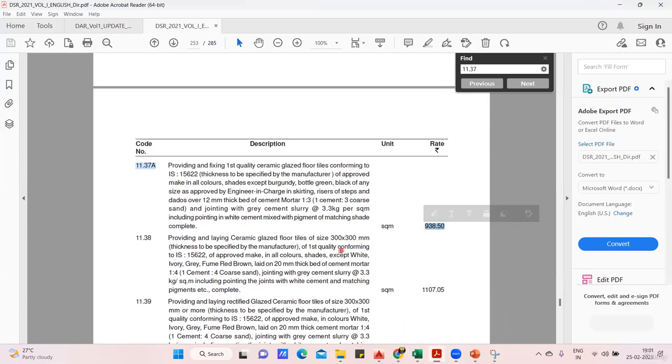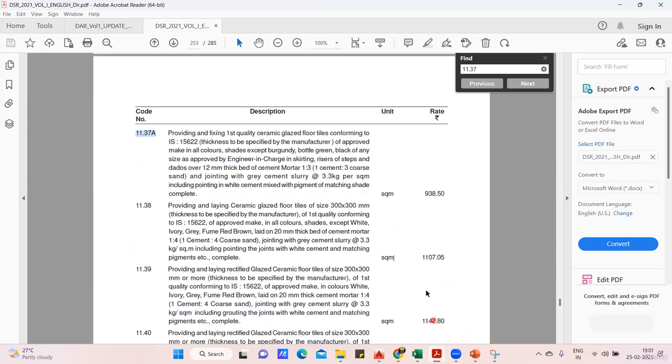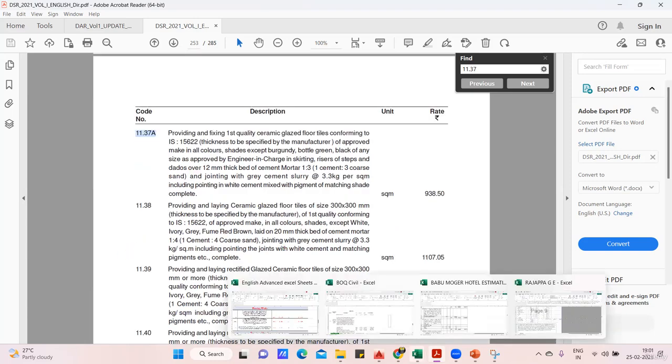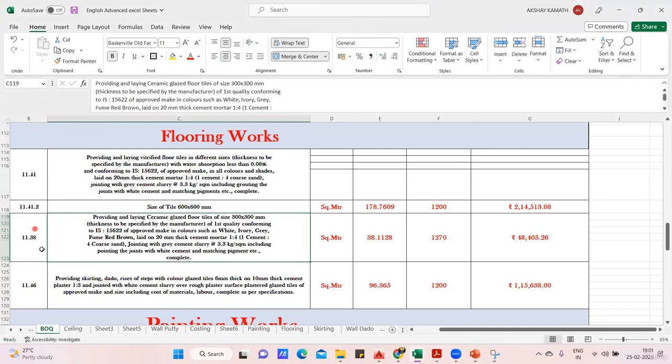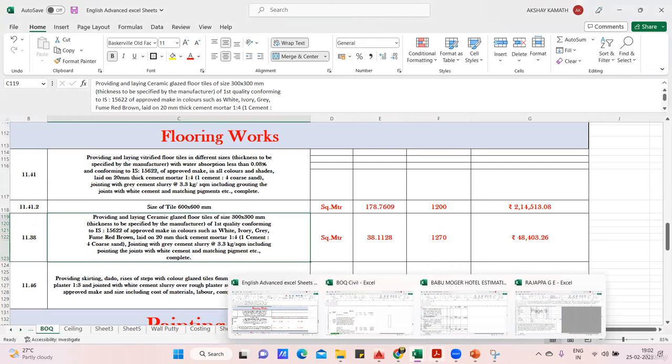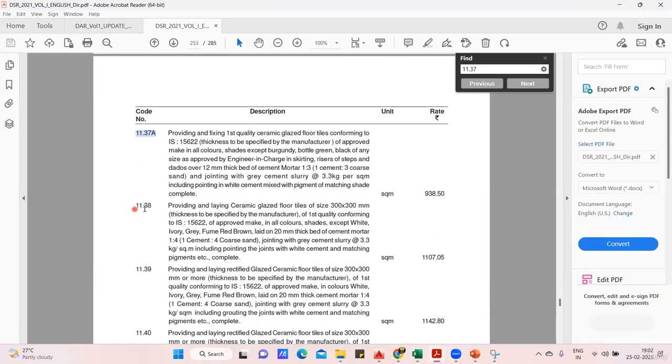Okay, so this is one. This is for 37.8. I'll go with this one. I'll go with ceramic tiles of size 300 by 300. And here the rate is 1107. You can pick this and input it in your BOQ. So it is 11.38, no? Okay, 11.38 it should be. Take 11.38 and you can see the same thing here. I have taken 11.38 because I mentioned the dimension of 300 by 300.